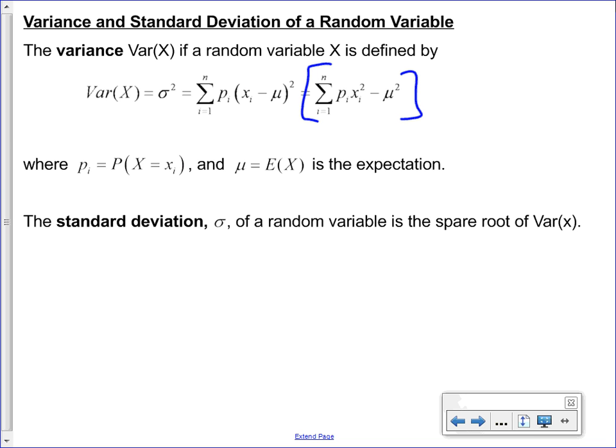Mu is the expected value. So you just find the expected value, and then you find all of the probabilities times x squared this time. Instead of what we did before, just p times x, it's p times x squared this time. And it's not the square root inside, the square root comes at the end. So let's find the first thing, the mu.